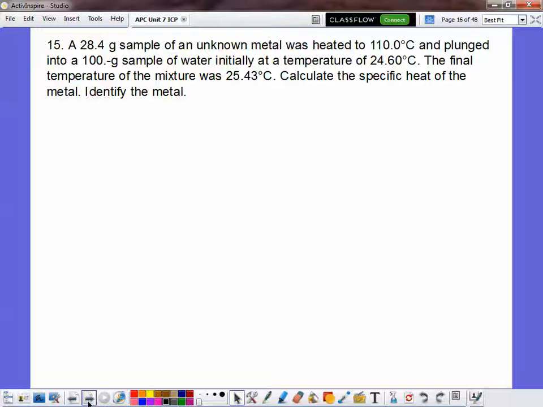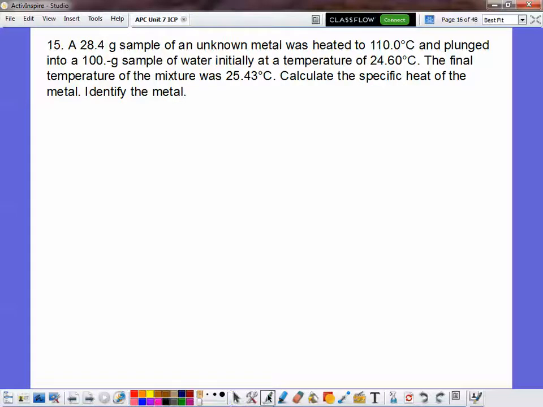So in number 15, it says that we have a 28.4 gram sample of a metal. We don't know what the metal is. All right, and it has a certain specific heat, right? And that's actually what we're going to be calculating here. That piece of metal was heated to 110 degrees Celsius, and then it was immediately transferred to a 100 gram sample of water that was at room temperature, about 24.6 degrees Celsius. Okay, so a really hot metal.